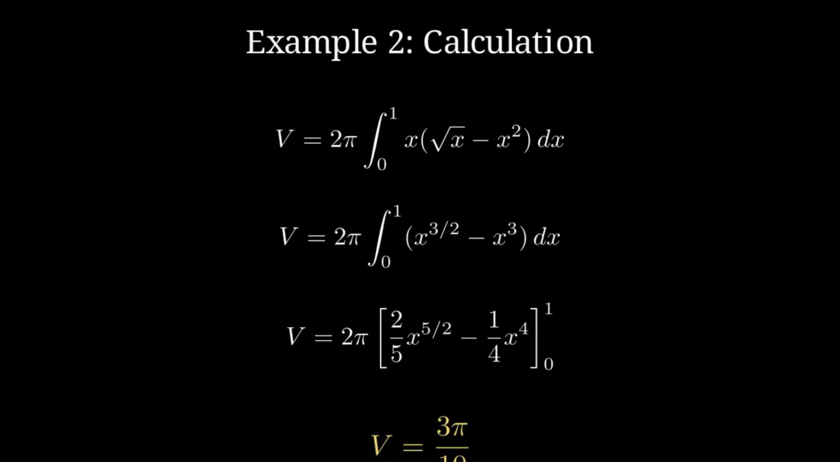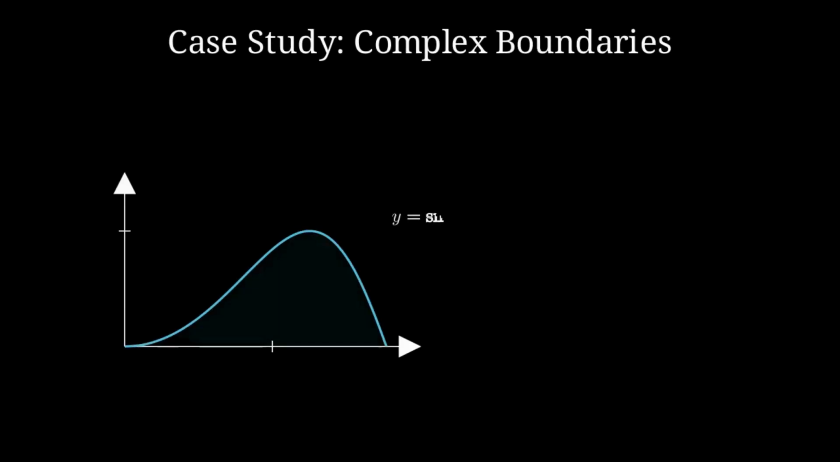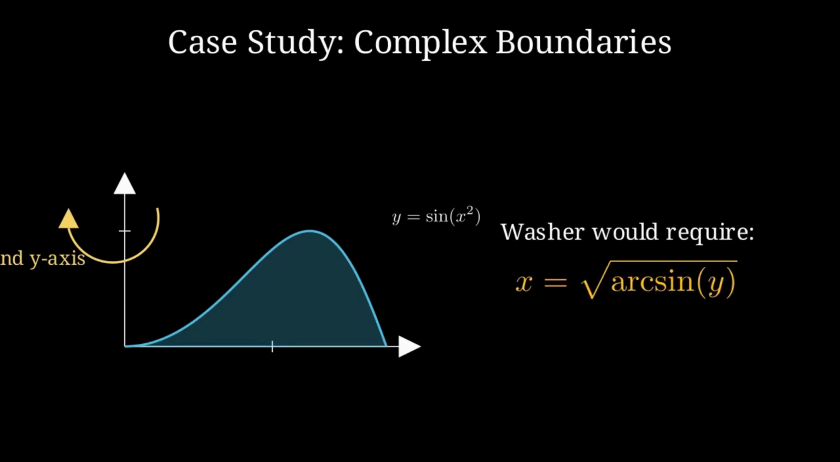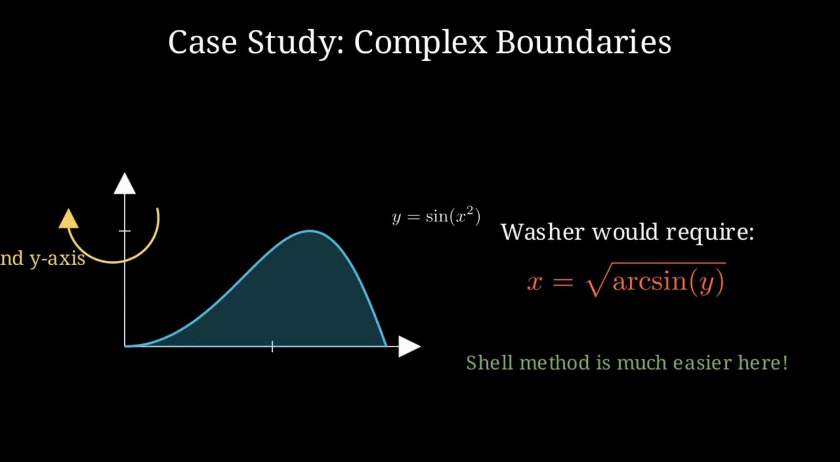The choice simply depends on which axis you are rotating around and which variable is easier to use. Sometimes, one method is practically impossible. Consider rotating y equals sine of x squared around the y-axis. To use washers, you'd have to solve for x, resulting in a messy square root of an arcsine. That is a nightmare to integrate.